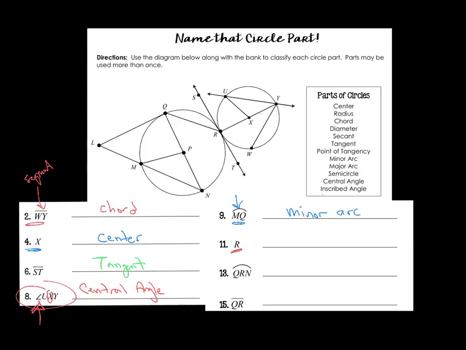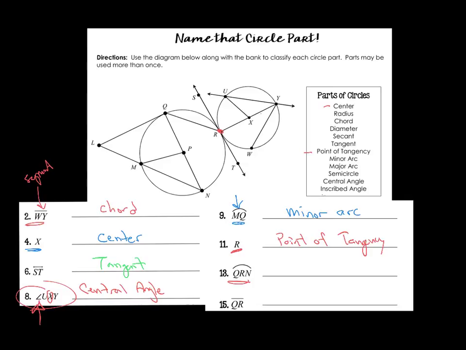Again, number 11, it's just a single point. Must be the radius or a point of tangency. I go find R. Is it the center of the circle? Nope, it's a point on a tangent line. Must be my point of tangency. You having fun yet? This isn't so bad. It's kind of nice to know things.